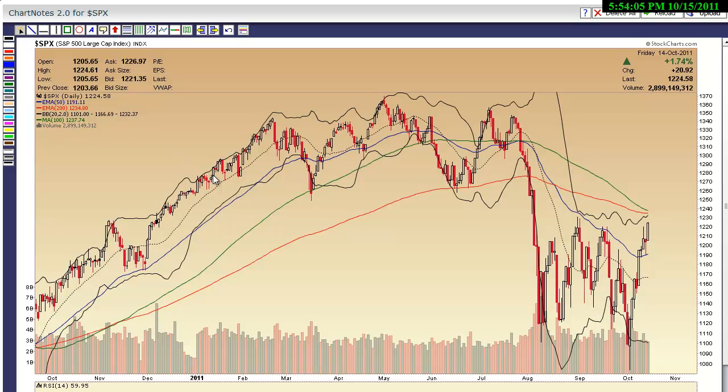Either or work. You can see here that I have the exponential 50 and 200, but I have the simple 20 and 100. So exponential is just a little more weighted to the most recent price action. That's really the only difference, and it really doesn't matter. Just find your preference and stick to it.